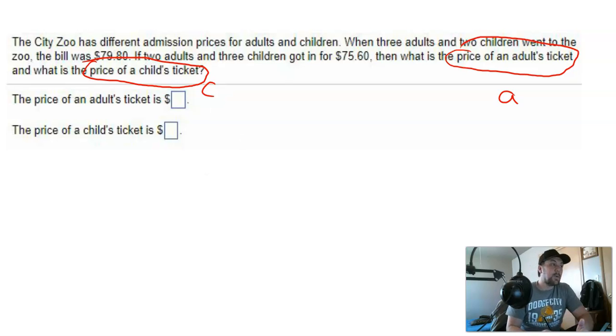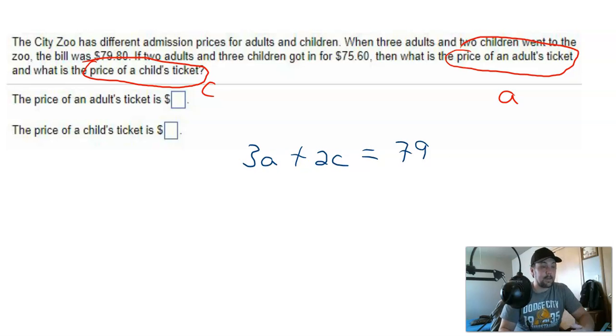Now this problem, students usually do pretty well with setting up the equations because the equations are quite literal here. 3 adults and 2 children, right? So that's 3 adults, 3 times A, plus 2 children, that's 2 times C. And if you take that total, it has to add up to $79.80, right? So we're taking 3 times the price of an adult ticket to find out how much it costs for the adults to get in, and then 2 times the price of a child's ticket to find out how much it costs for the children to get in. And when you add that together, the total due is $79.80 according to the problem.